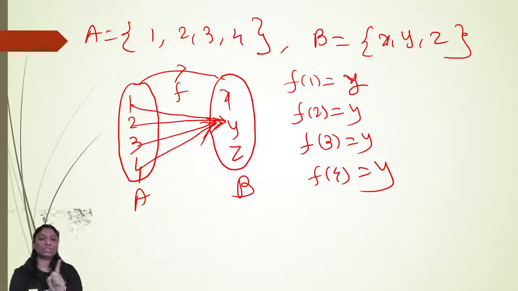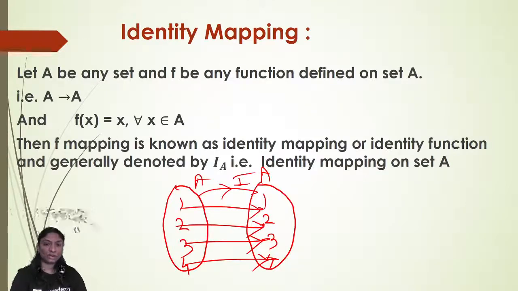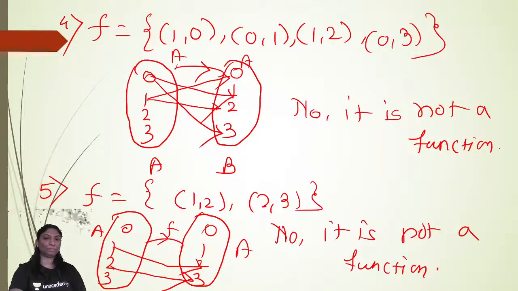Every element has a unique image and every element has a unique pre-image. Then only it is an injective function. Now this is a function but not an injective function. Are you getting it? Now we will see one more example we have seen already. See, this identity function is an injective function. Every element has a unique image and also a unique pre-image, right?